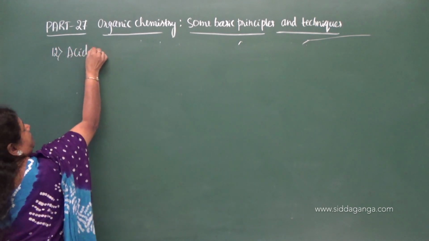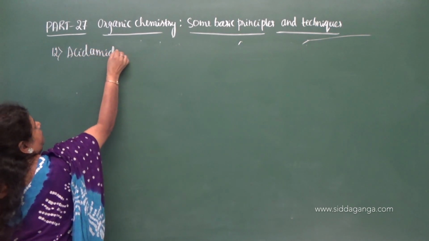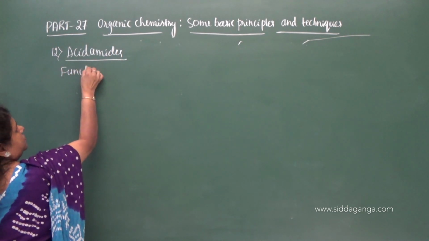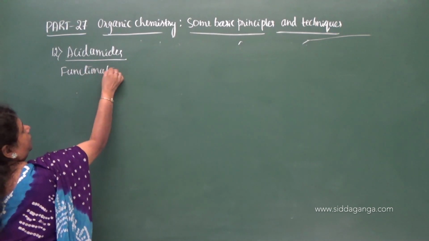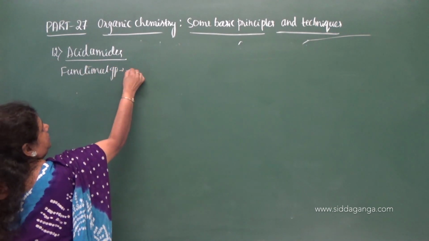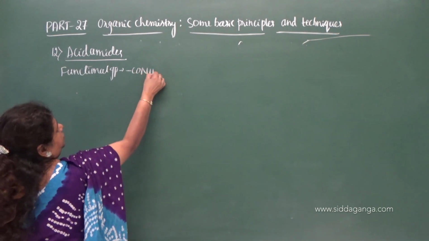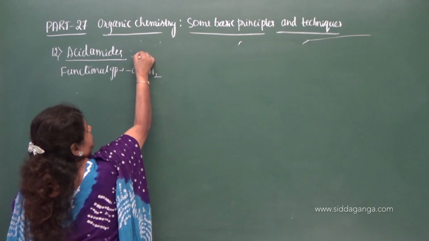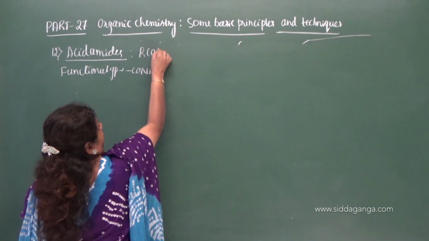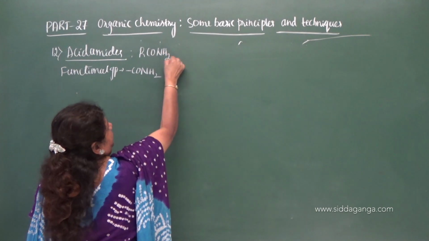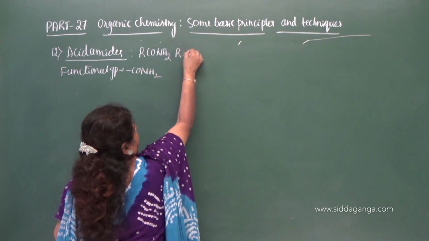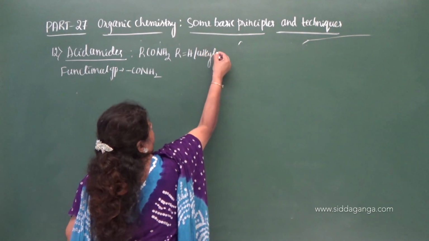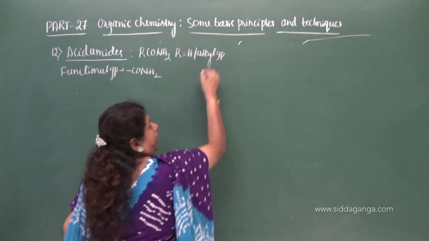Acid amides. What is the functional group? The functional group is CONH2. As you know, it is also a derivative of acid. What's the general representation? RCONH2. And what is R there? It may be hydrogen or an alkyl group.